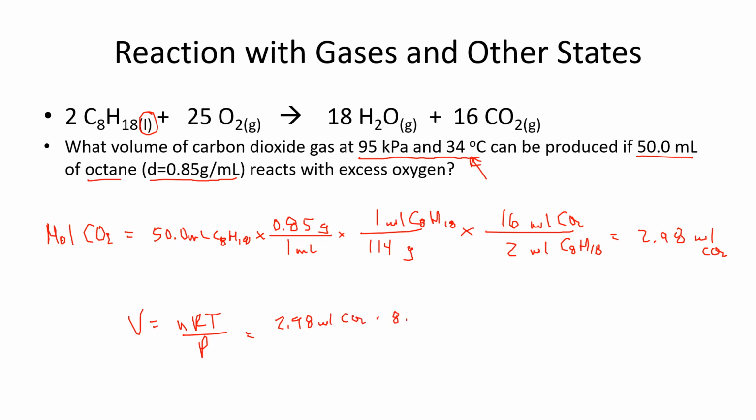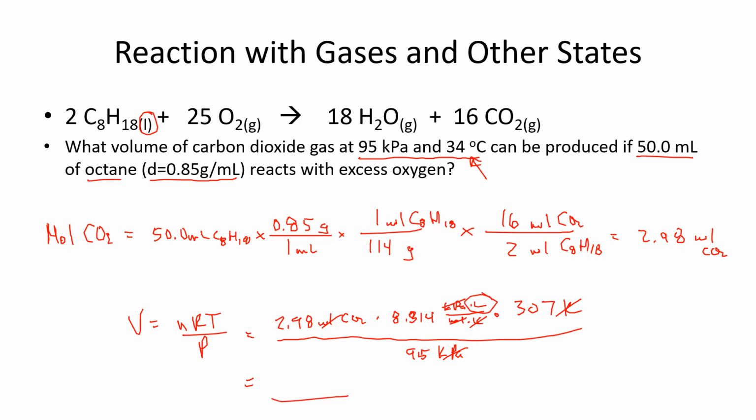R is 8.314 kilopascal liters per mole Kelvin. And the temperature is 34 Celsius, so that's 307 Kelvin. And then we're going to divide by the pressure, which is 95 kilopascals. So you can see everything cancels out there. Moles cancels out with moles, kilopascals cancels out, Kelvin cancels out, and we should end up with liters.